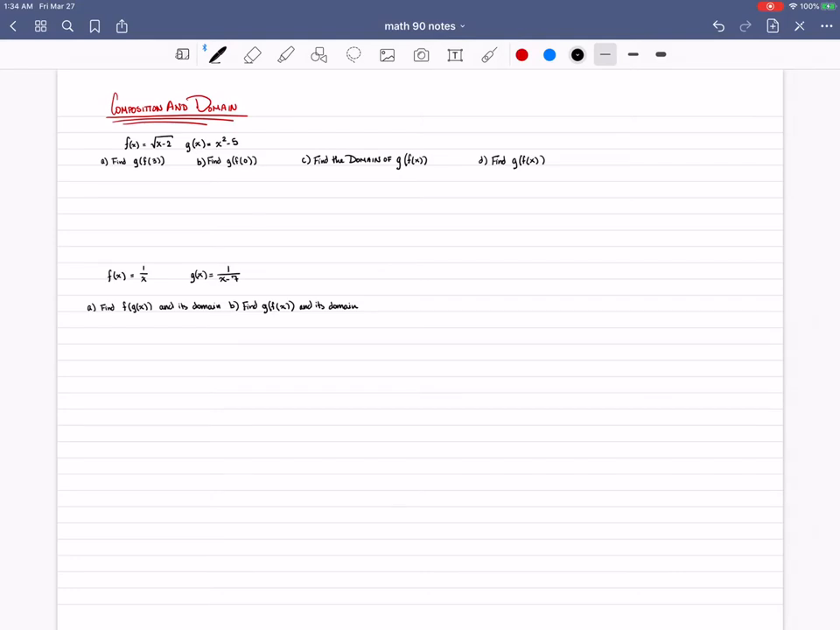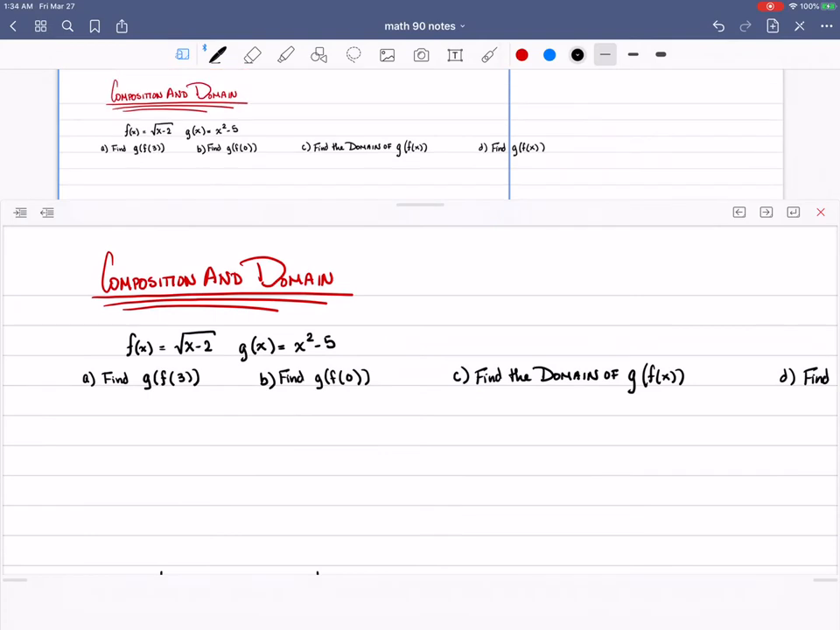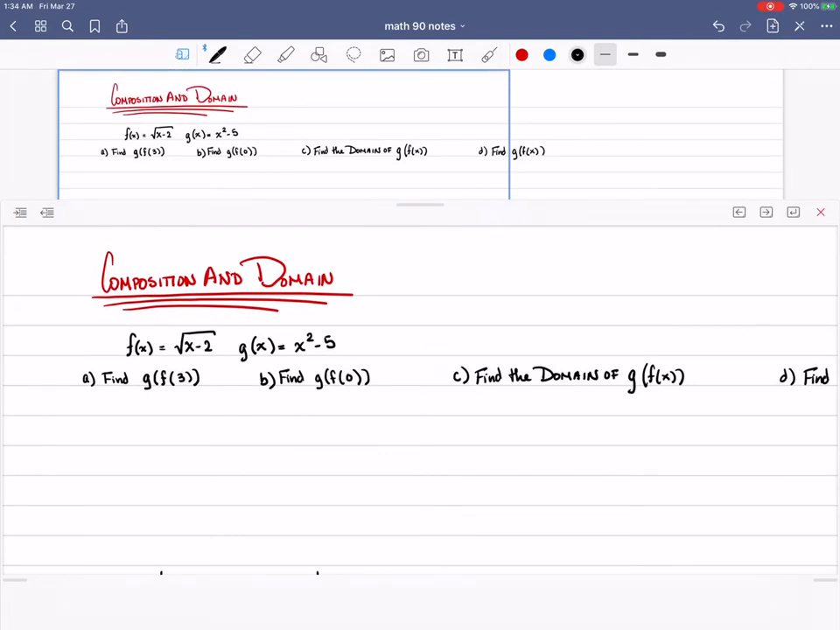So to walk us through it, I have two examples that I want us to walk through. I'm going to zoom in so you can see everything really well. For the first example, we're dealing with two functions. f of x is the square root of x minus 2, and g of x is x squared minus 5. So let's find g of f of 3.